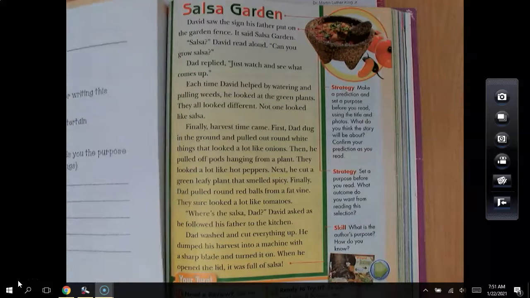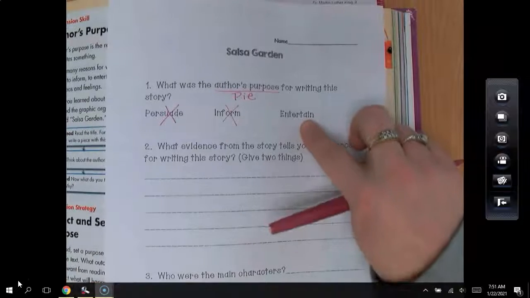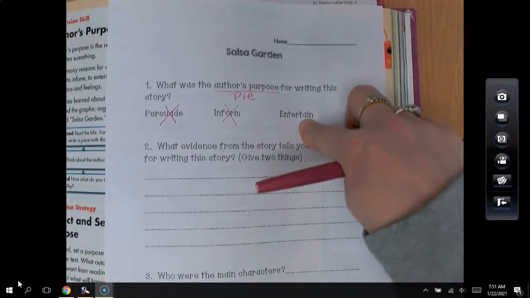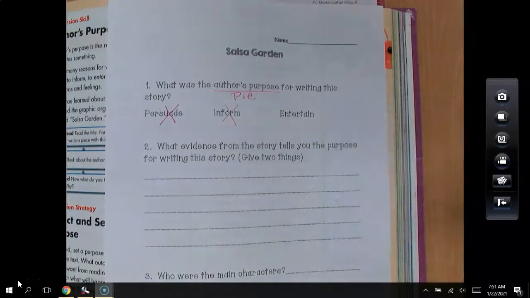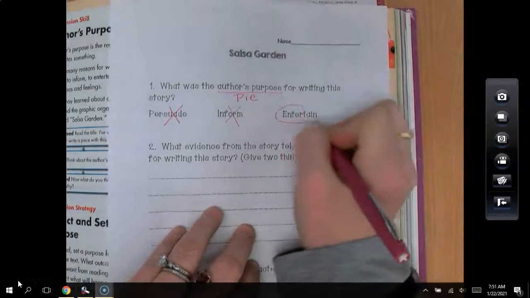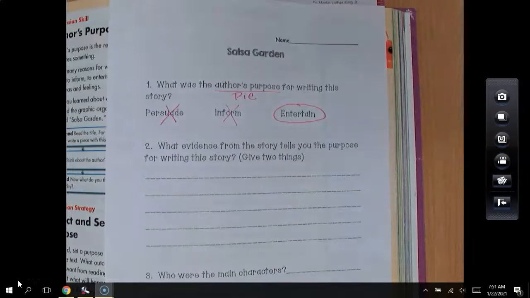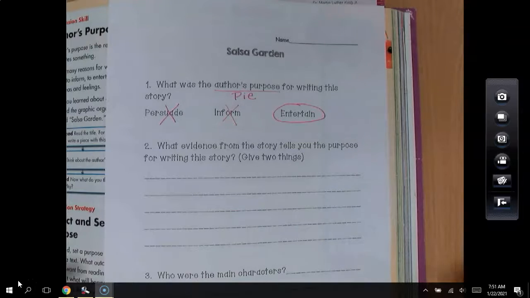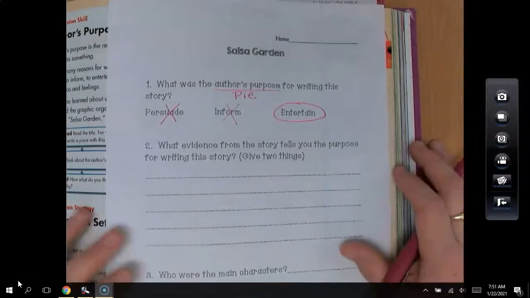So yeah, this story, boys and girls, is to entertain. It's to entertain because it's telling us and entertaining about Dad's salsa garden. So I'm going to choose entertain. It's telling us a story about a dad and his son, and his dad teaching him about a salsa garden. It's a good story. It's an entertaining story. It's an enjoying story. So go ahead and write entertain if you are at home.